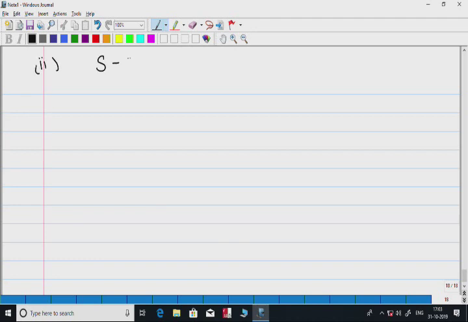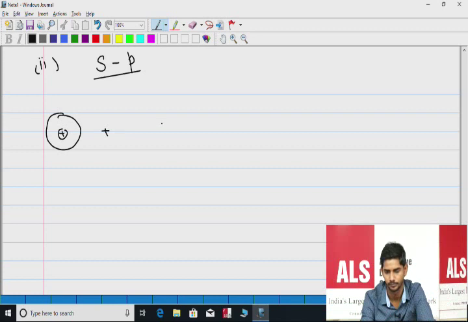Number 2, sp overlapping. See? This is the shape of the p orbital.